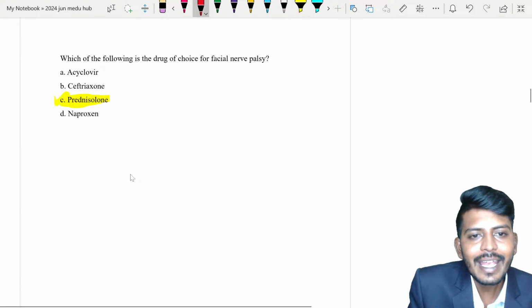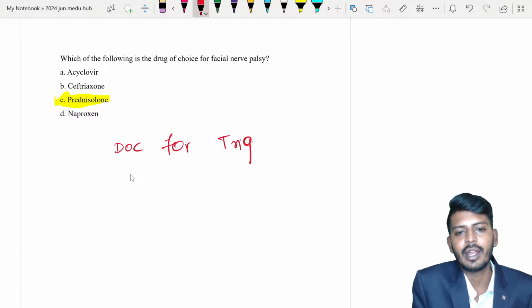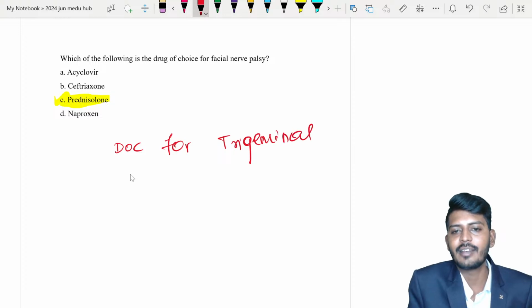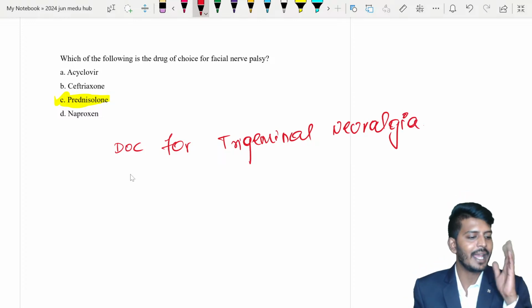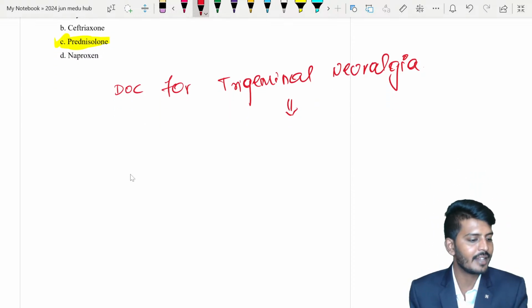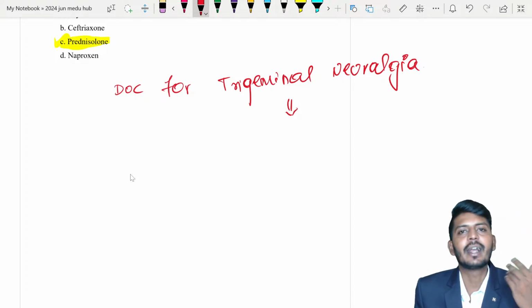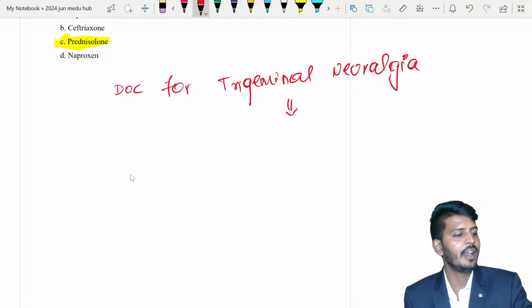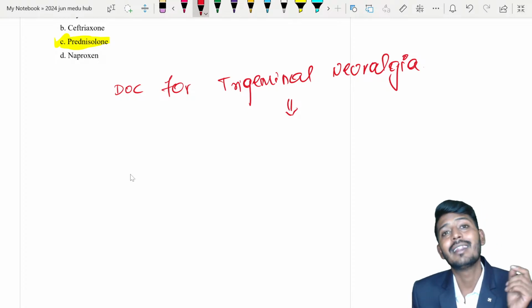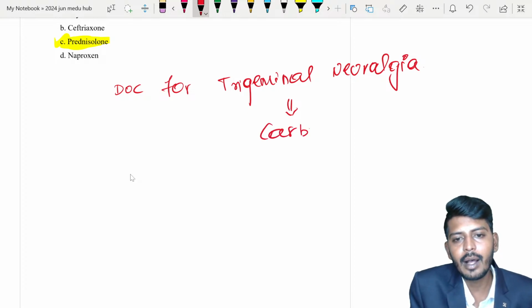Okay, now since we have come to nerves, what is the drug of choice for trigeminal neuralgia? This is also an important question. A trigeminal neuralgia patient will come with a shooting pain in the face. What is the drug of choice? Any answer? Yes, then we are going for the next one, nerve decompression. We are not going directly for nerve conduction; you check for decompression. Okay, so what is the drug of choice? Very good, the answer is carbamazepine.